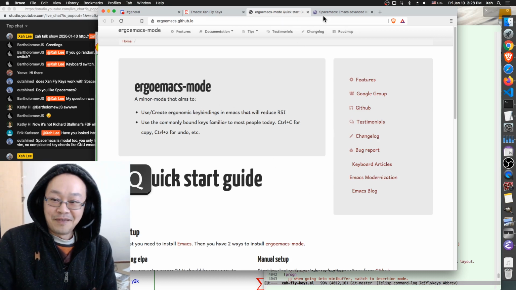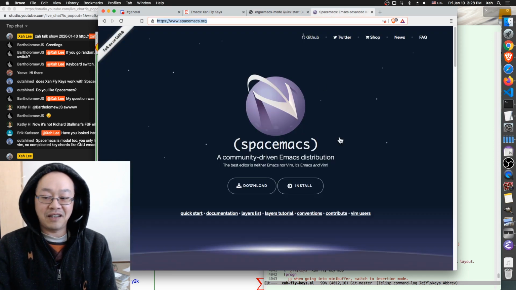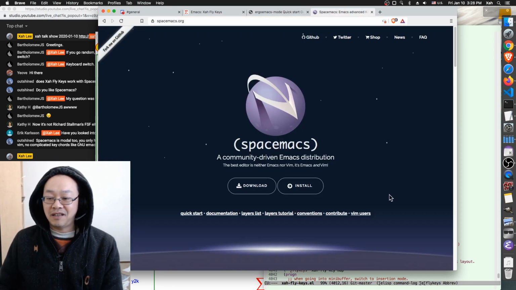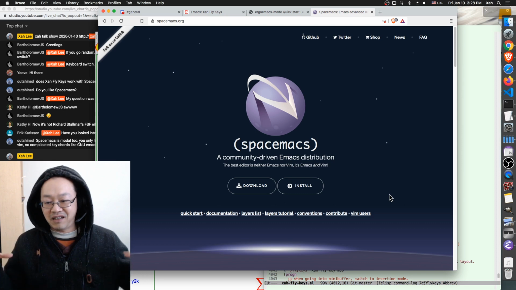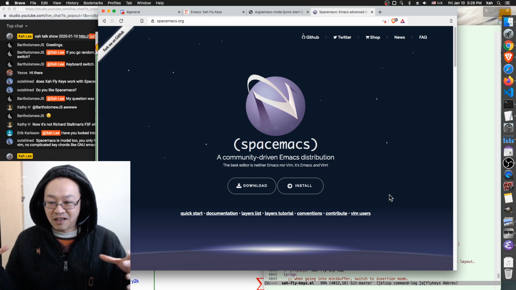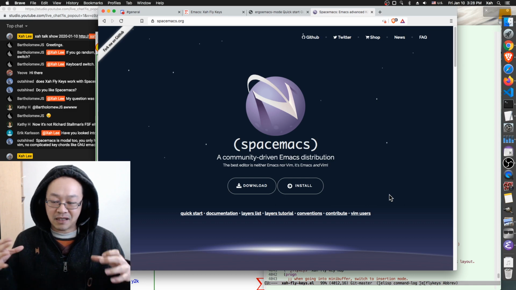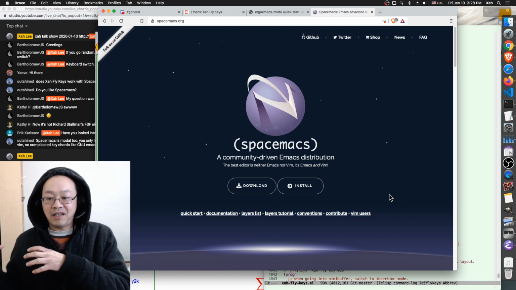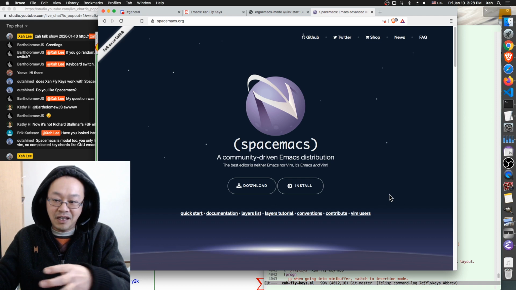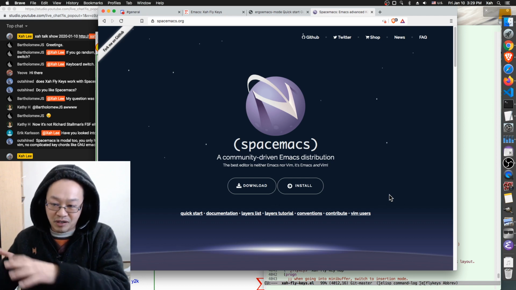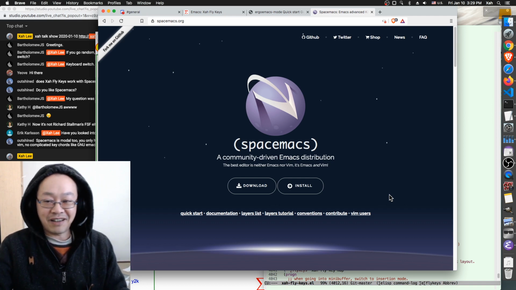Spacemacs is kind of similar. They created a system like a layer on top of Emacs. So you no longer do config directly to Emacs. Rather, you write config for Spacemacs. Then Spacemacs translates that code to Emacs. So I don't like that.